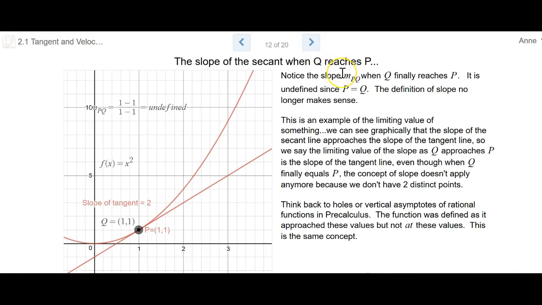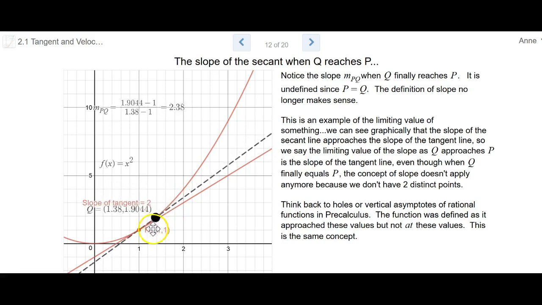So what happens when Q finally does reach P? Then I have this undefined slope, right? This definition or formula for slope no longer makes sense because my x coordinates are the same and I can't divide by 0. So this is an example of the limiting value of the slope. The slopes of the secant lines are approaching the slope of the tangent line. The slope of that tangent line is the limiting value of the slope of the secant lines as I move Q closer and closer to P.